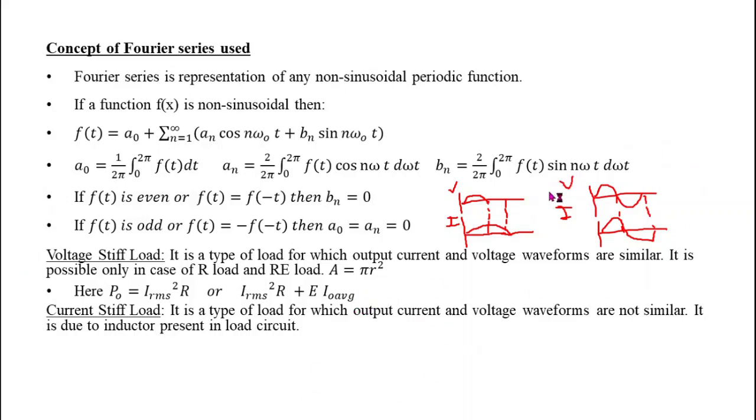In case of voltage step load, the output power is always given by Irms square into R if the load is R type, and if the load is RE type, then the output power is given by Irms square R plus E into I naught average. While in case of current step load, the output power of the rectifier is always given by V naught average into I naught average.